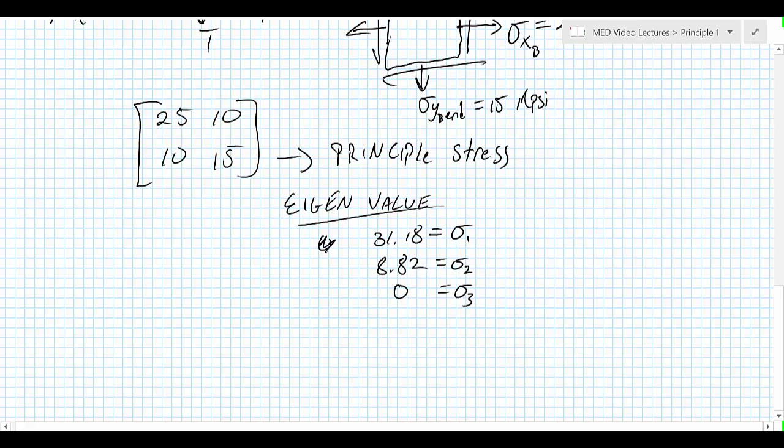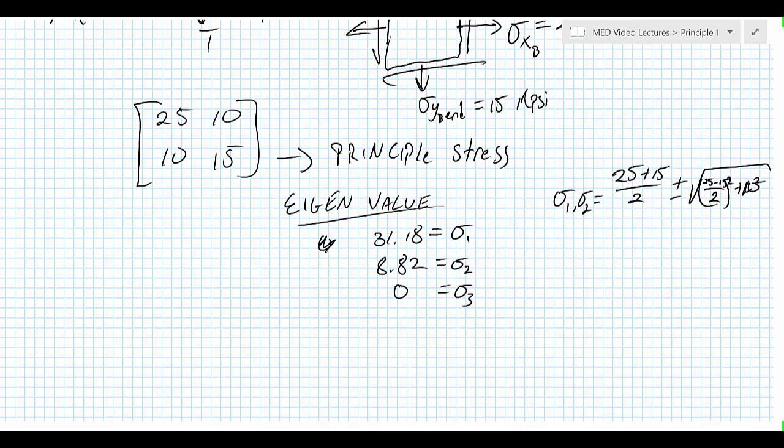Of course, you could also use the principal stress equations from Mohr's circle. Sigma 1 and sigma 2 would be 25 plus 15 over 2, plus and minus the square root. I'll try to write it small here. 25 minus 15 over 2 squared, half the difference, plus tau xy, which is 10 squared. So what value should you get from this? Well, if you get anything different than the eigenvalues, then you've done something wrong with either one of the approaches, because they will be exactly the same thing.